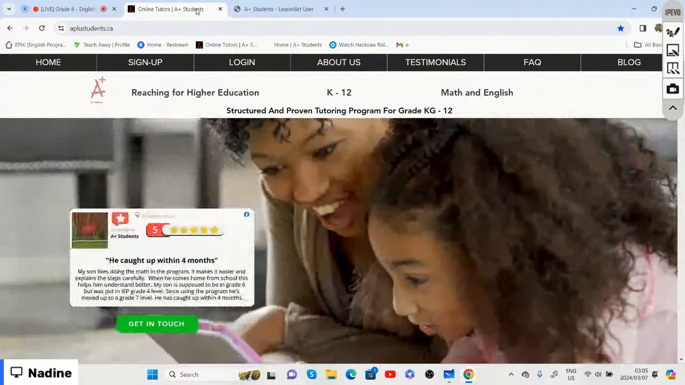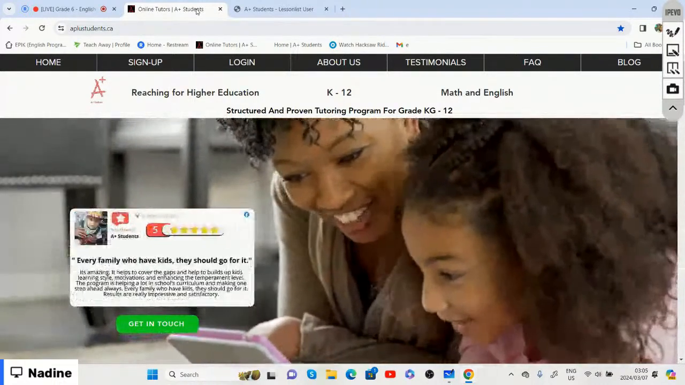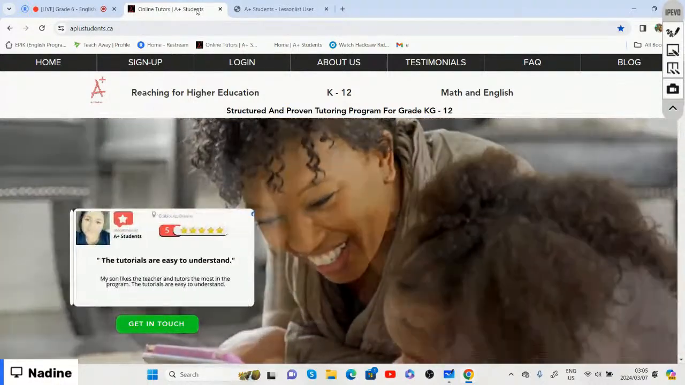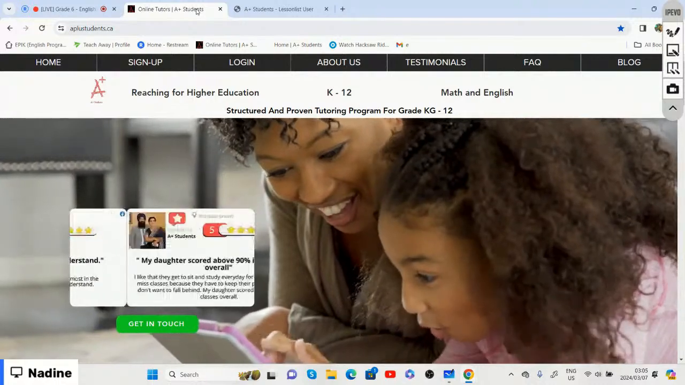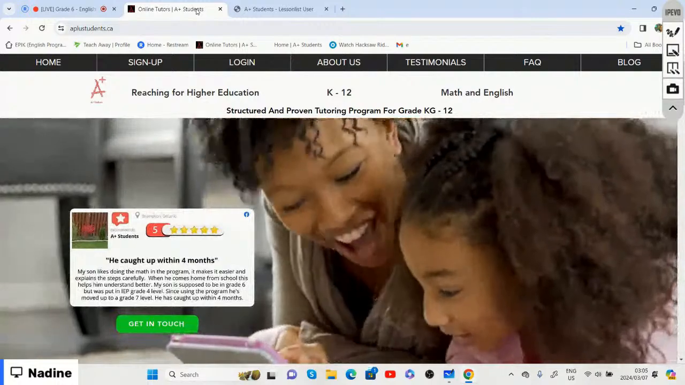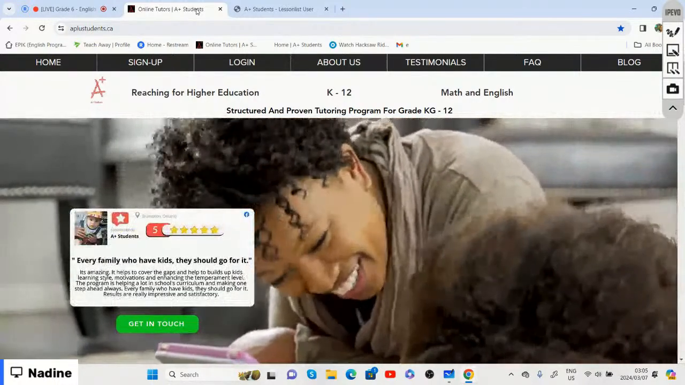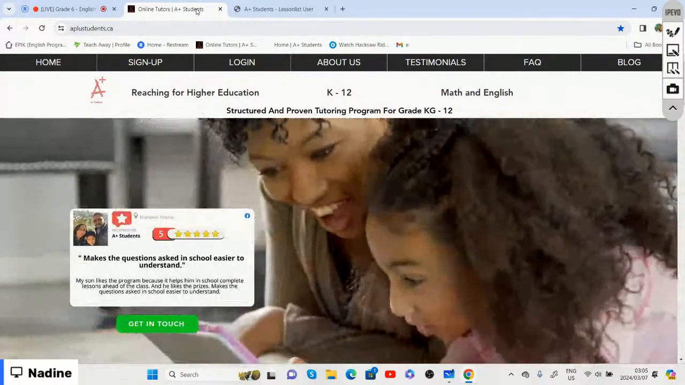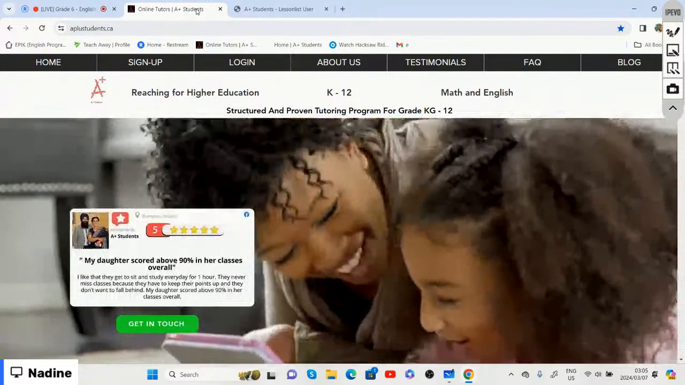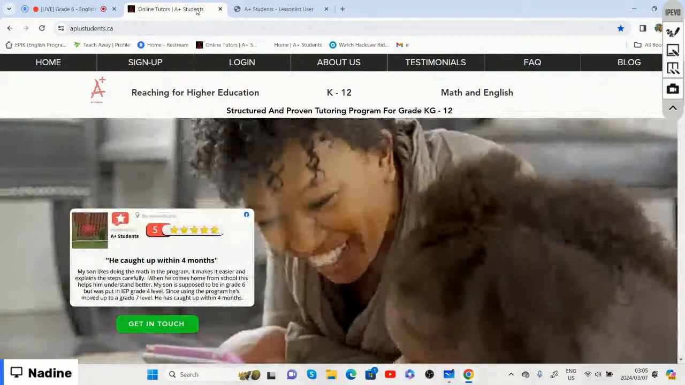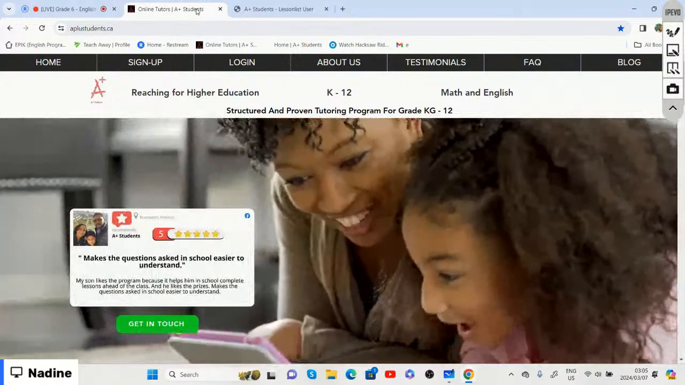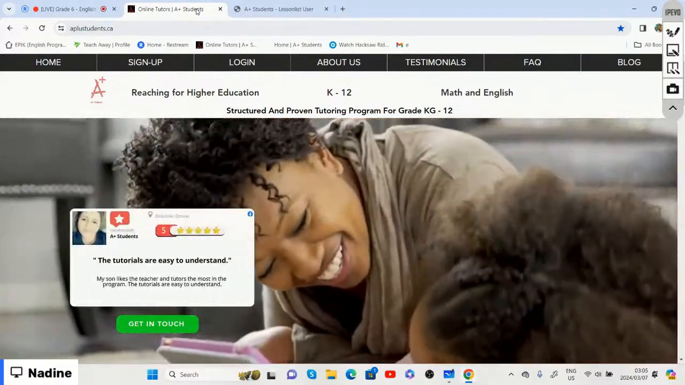So, today we'll be doing our grade 6 English lesson on claims and evidence. Before we start, we're going to log on to aplusstudents.ca. Once you've logged on with your username as well as your password, we're going to select the subject of language arts, grade 6, and then scroll down until we get to the chapter of claims and evidence.